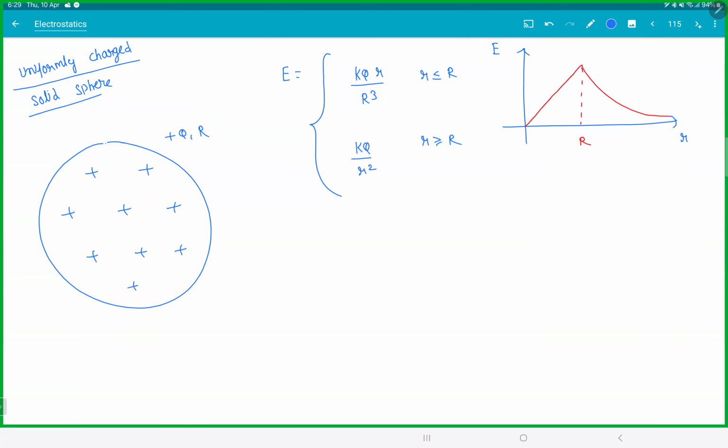Now, even among these 8 results, this result is even more common, the potential. KQ by 2R cube into (3R squared minus r squared). It's weird, but that is the reason most people don't remember this result properly. It comes a lot. In JEE mains, this was a direct question: find the potential at R by 2. And some of your seniors didn't get it because they forgot the formula.